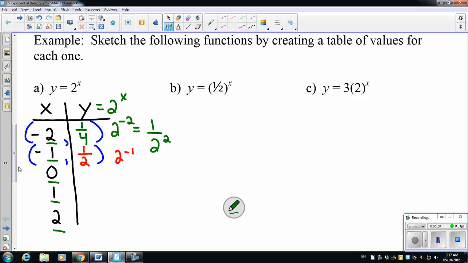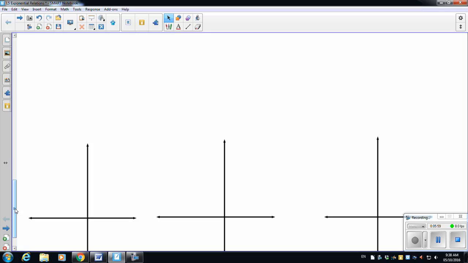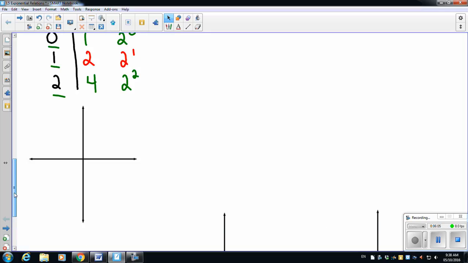Next time, I'm going to take my equation to the x, and instead of x, I'm going to put 0. And we learned that anything to the exponent 0 is 1. So there's my next point, 0 and 1. And then I do the next one. Take out the x, put in the 1. 2 to the exponent 1 is 2. And the next one, 2 to the x, take out the x, put in 2, and 2 to the exponent 2 is 4. So that now I have a whole bunch of points. And I'm going to put them on my graph. Oh, there's my graph. Move my graph up a little bit so that it's closer to my table.